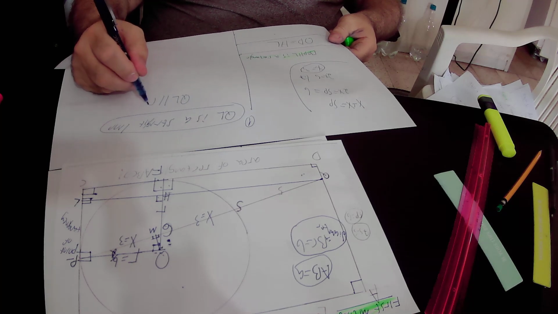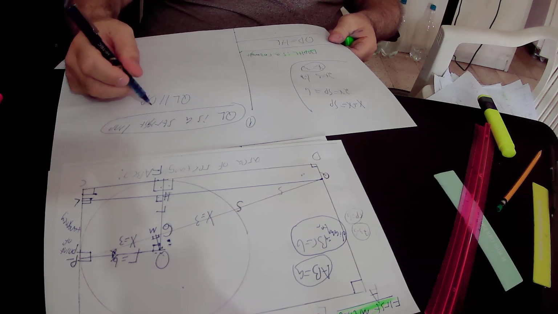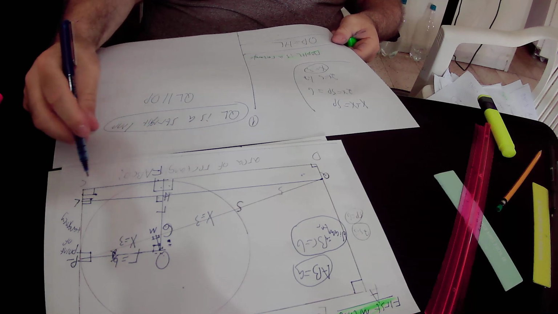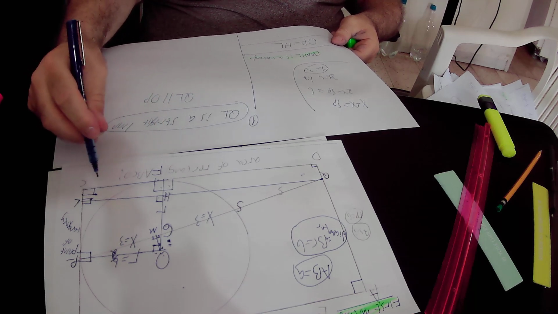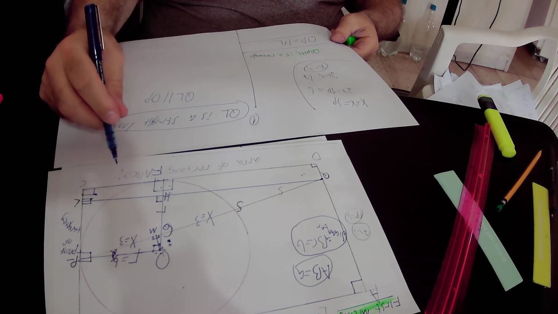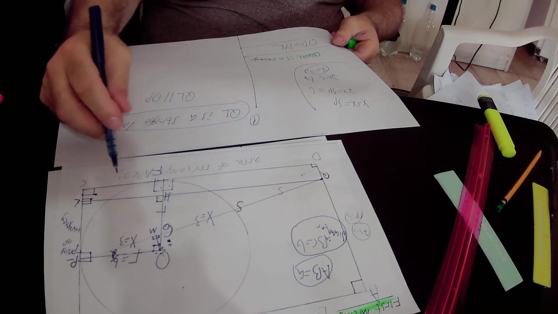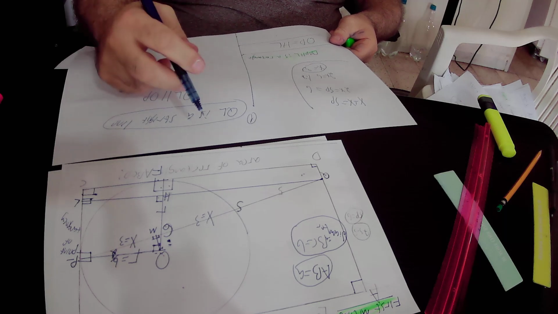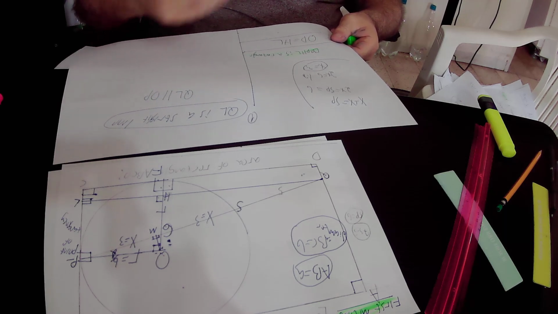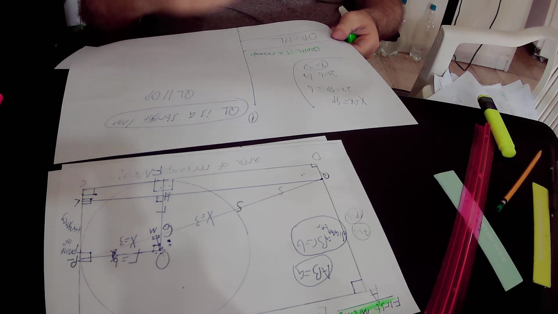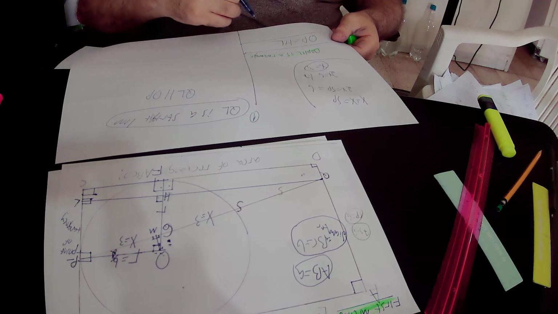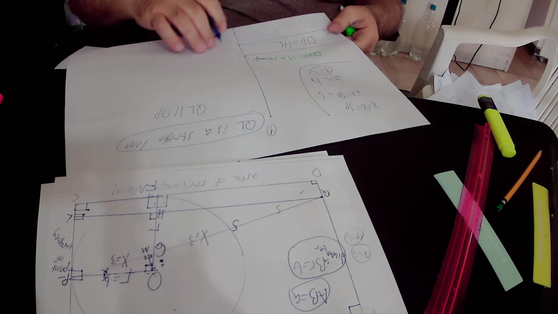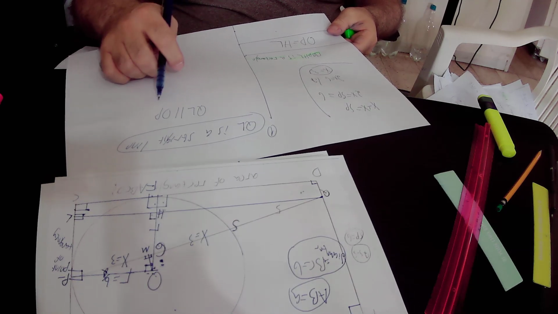QL must also be parallel to OP because it is part of the straight line. QL is parallel to OP. So if part of a straight line is parallel to another straight line, then the entire straight line must also be parallel to the other straight line. Therefore, QL is parallel to OP.